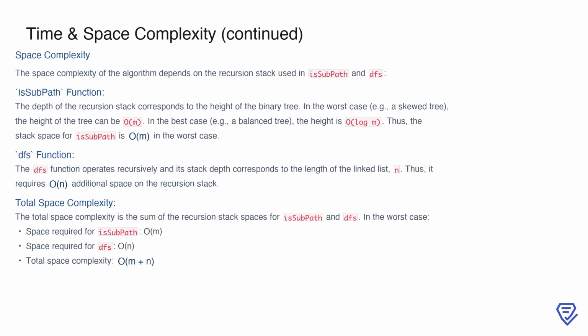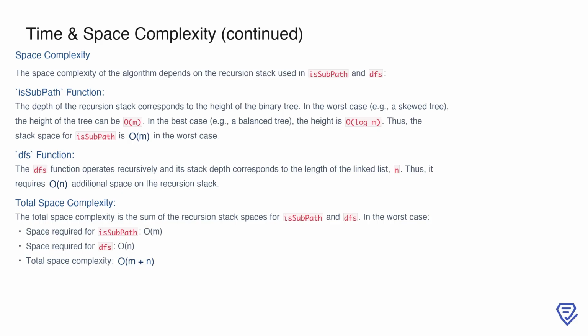Now let's look at the space complexity, which is determined by the recursion stacks used in both isSubpath and DFS. For the isSubpath function, the recursion depth is directly related to the height of the binary tree. In the worst case, such as in a skewed tree, this height can be O(m). In a more balanced tree, the height would typically be O(log m). This gives a worst-case space requirement of O(m) for isSubpath.